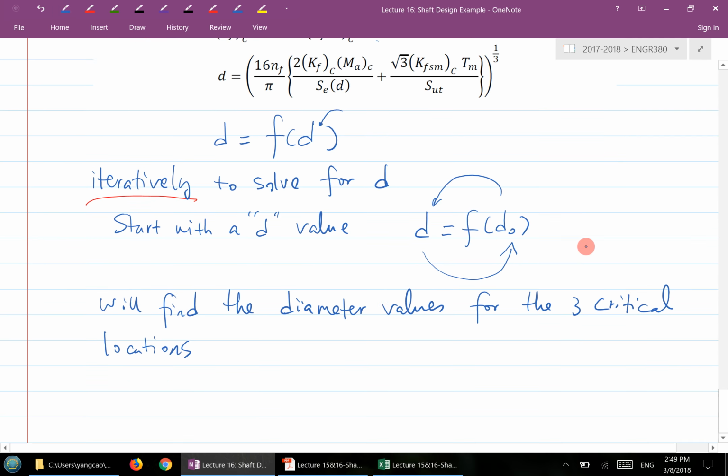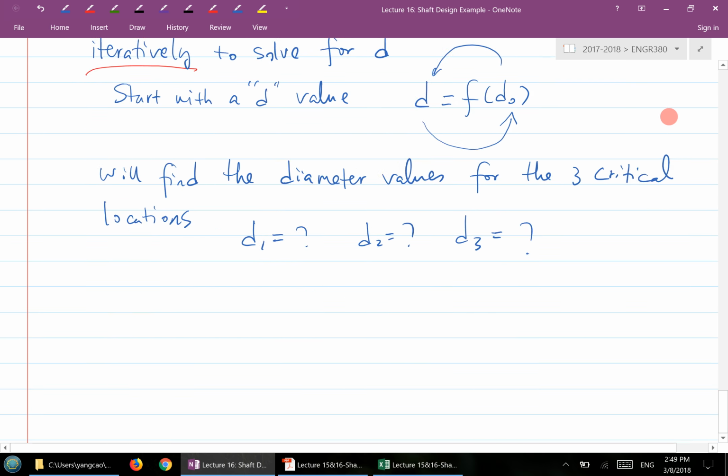Okay, so you'll find that this is basically what we call the minimum, and these are the results: the minimum shaft diameter for the 3 critical locations here. So D1 equal to something, D2 equal to something, and D3 equal to something. Basically, you can draw a very simple diagram here to help you.